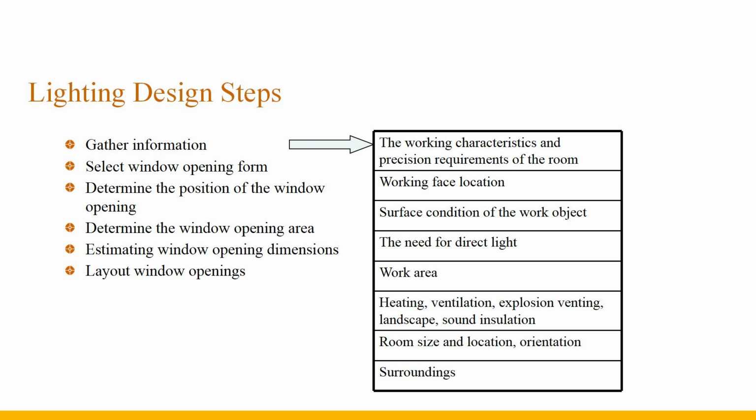The determination of window position needs to consider whether the working surface is three-dimensional and smooth, whether it can use light to enhance the three-dimensional sense and improve the visibility, and whether it will produce regular reflections and affect the visibility. It is also necessary to arrange the work area according to the light requirements of different jobs, and arrange the areas with high requirements by the window.